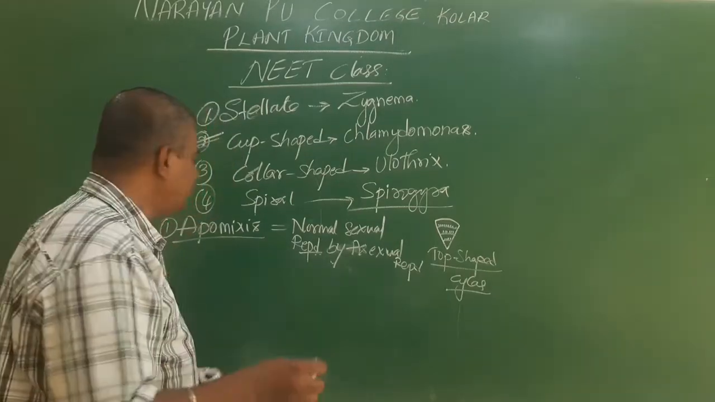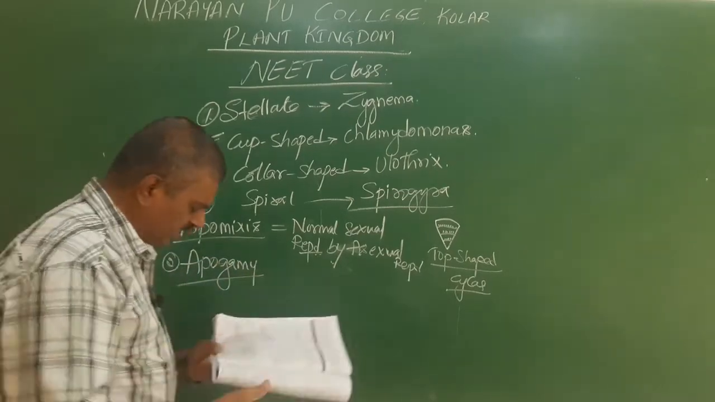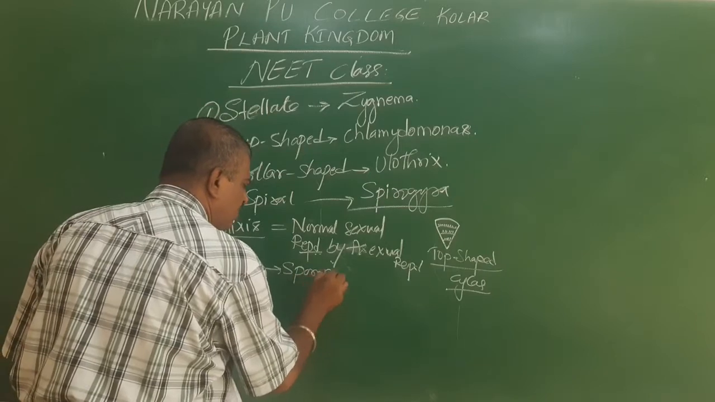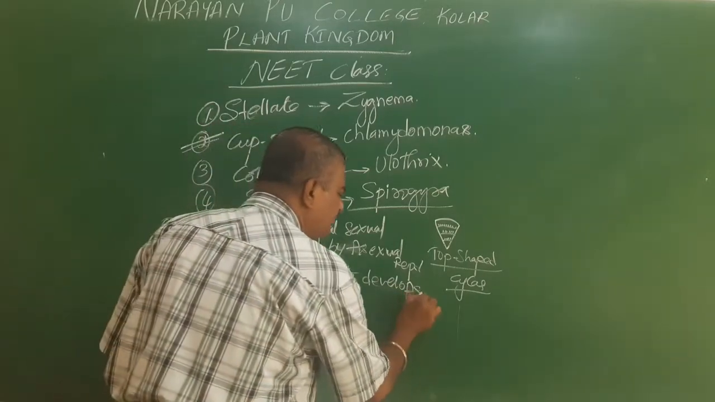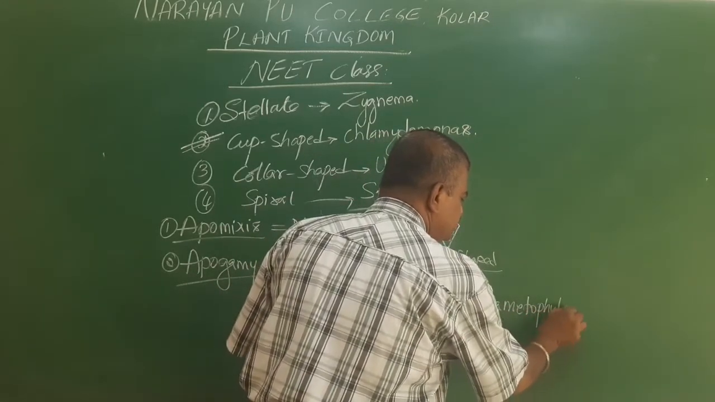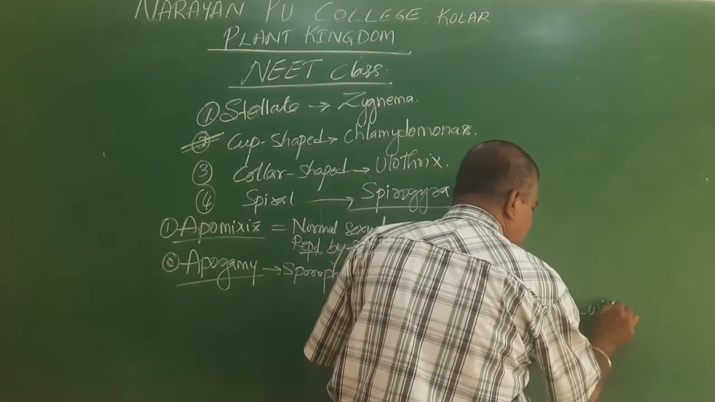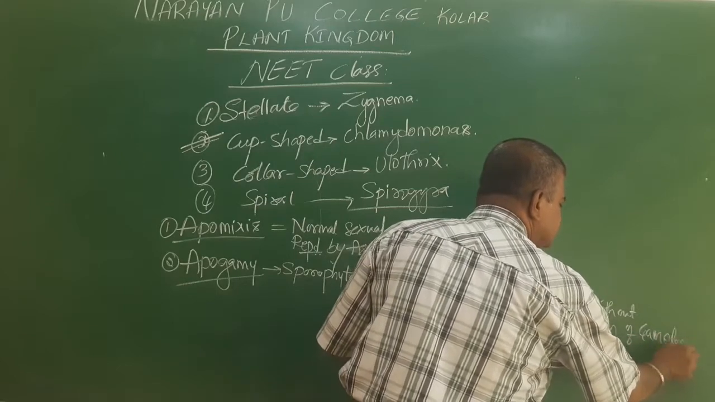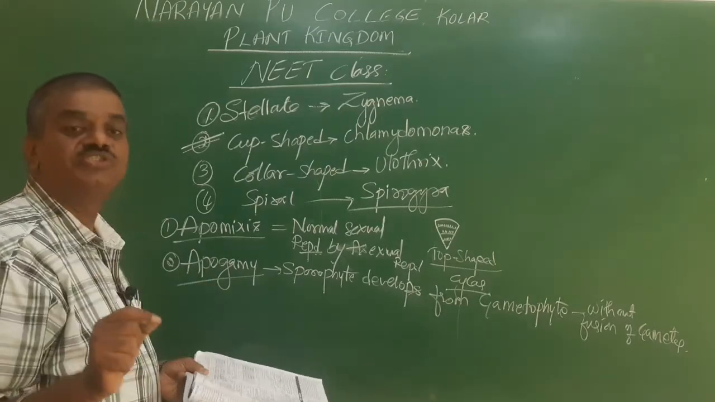The second one is apogamy. Here apogamy is nothing but the sporophyte developed from the gametophyte without the fusion of gametes. The fusion of gametes is not present. So apogamy is sporophyte developing from the gametophyte without fusion of gametes.